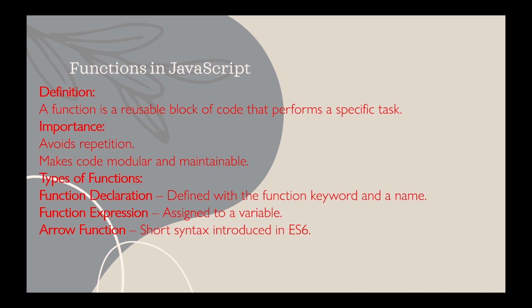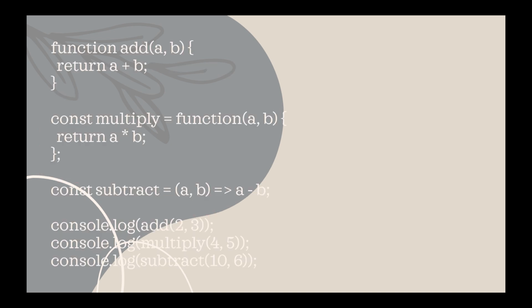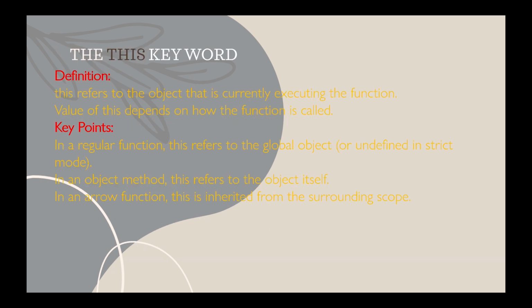The importance of the this keyword. A definition: this refers to the object that is currently executing the function. The value of this depends on how the function is called. Key points. In a regular function, this refers to the global object. In an object method, this refers to the object itself. In an arrow function, this is inherited from the surrounding scope.